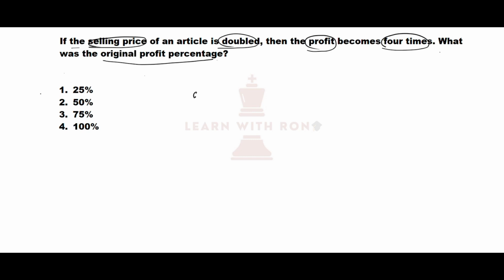Let's say for example, this is the cost price and this is the selling price. If selling price is more, we get the profit, right? So profit here is how much? Selling price minus cost price is the profit here. So this is the profit.